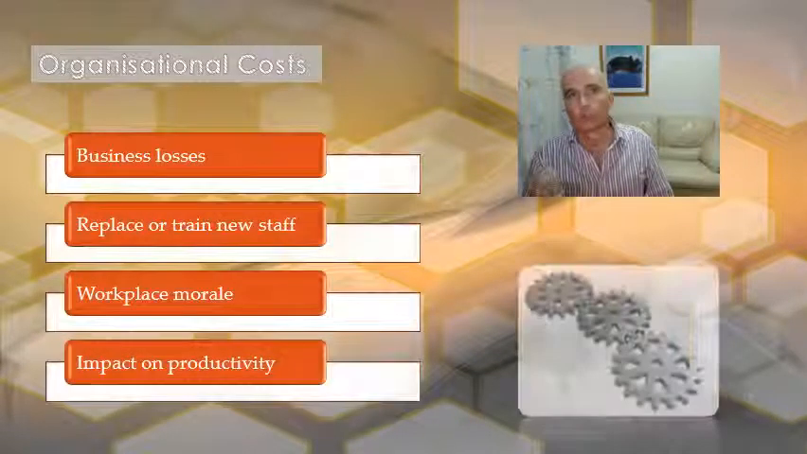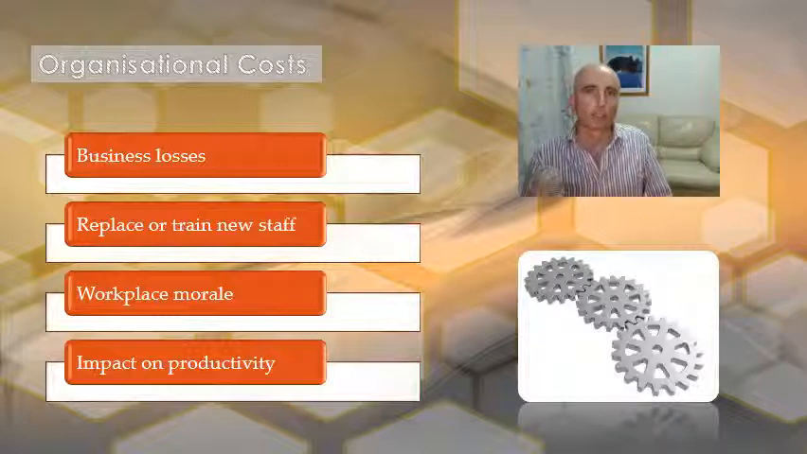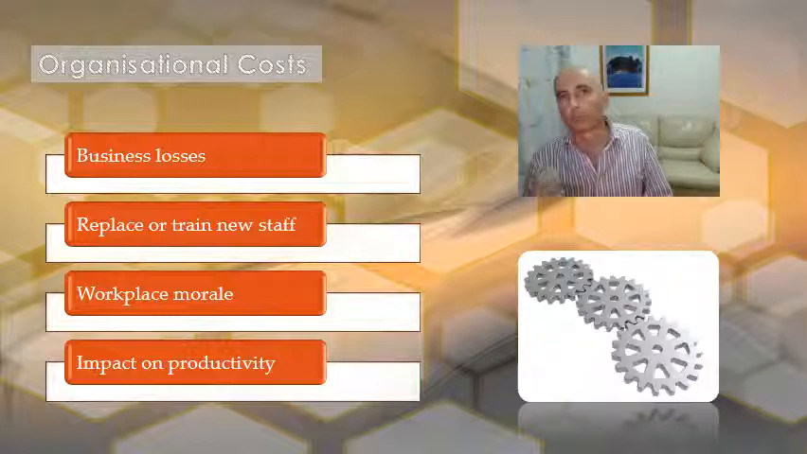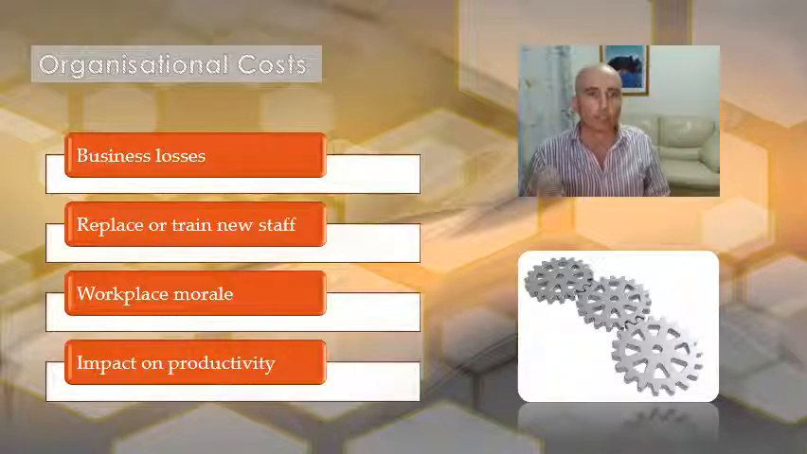The organisational costs actually refer to the hospitality employer. Note that all of these costs will be incurred by the employer if you've had the accident at work. The cost of workers' compensation will also increase the business's insurance. So there are losses for the business. They may have to replace or train new staff. The fact that the staff members are away could lower the morale and also impact on productivity of a whole team.